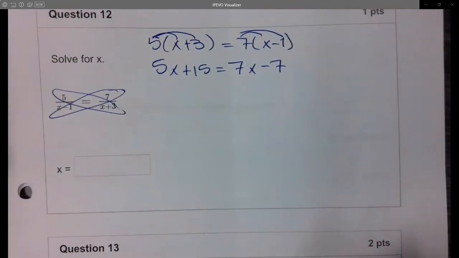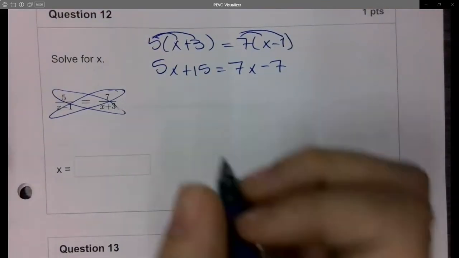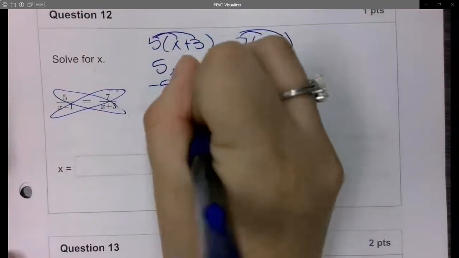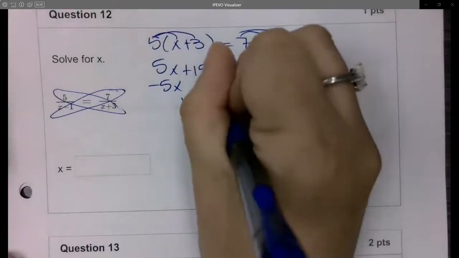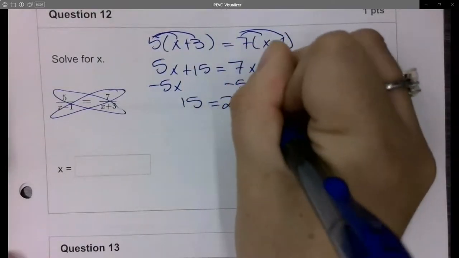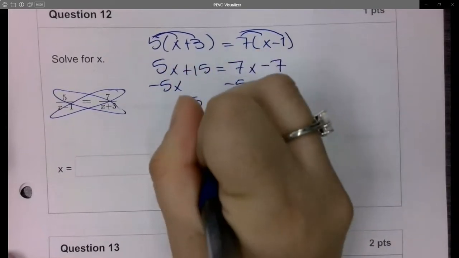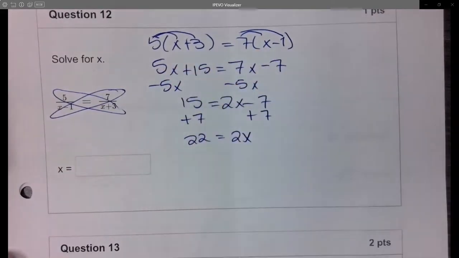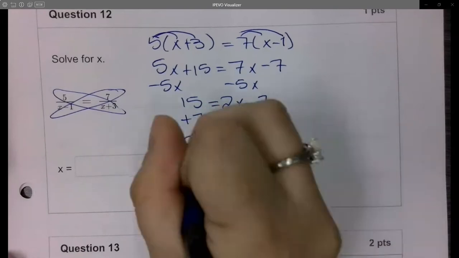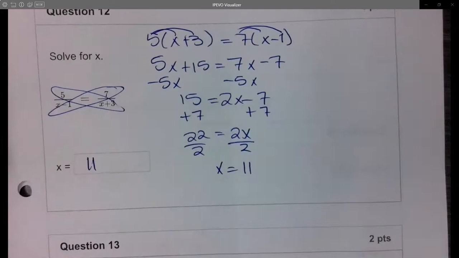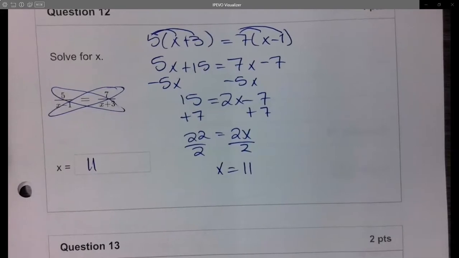Then I want to go ahead and get all of my terms over on the same side. So I want to subtract 5x. Gives me 15 on the left. 7 minus 5 gets me 2x. And then minus the 7, I want to add 7 to both sides. This gets me 22 equals 2x. Then I can divide both sides by 2. This gets me x equals 11. So I would type in 11 on that box.